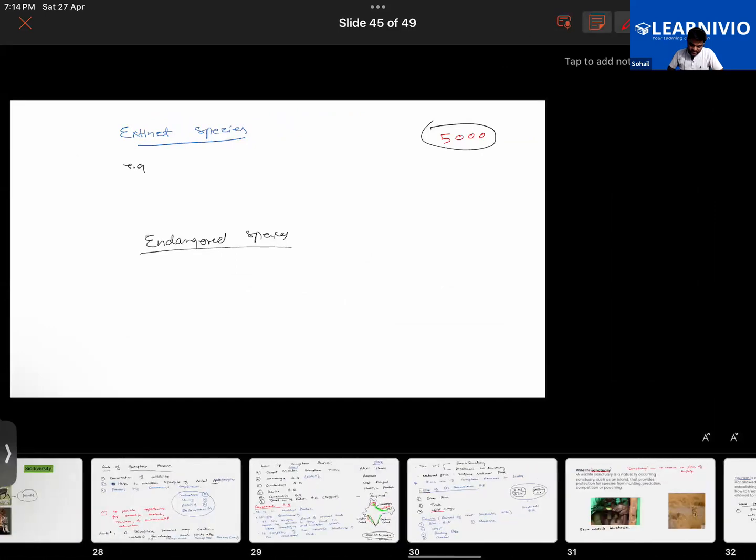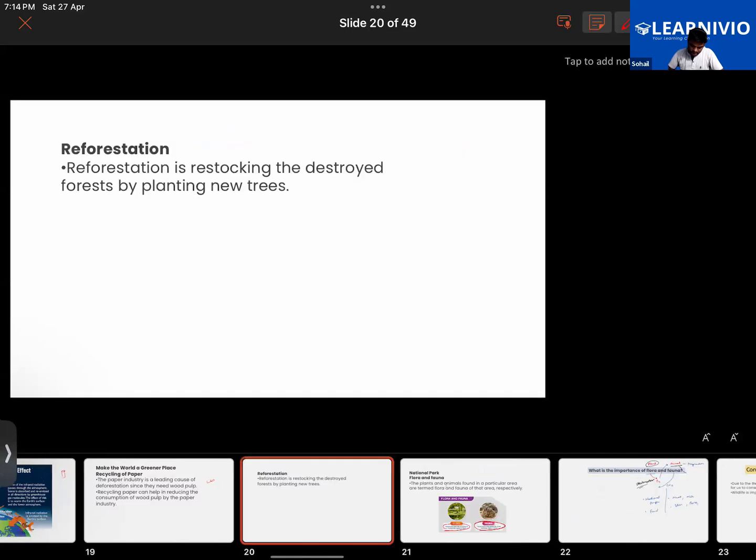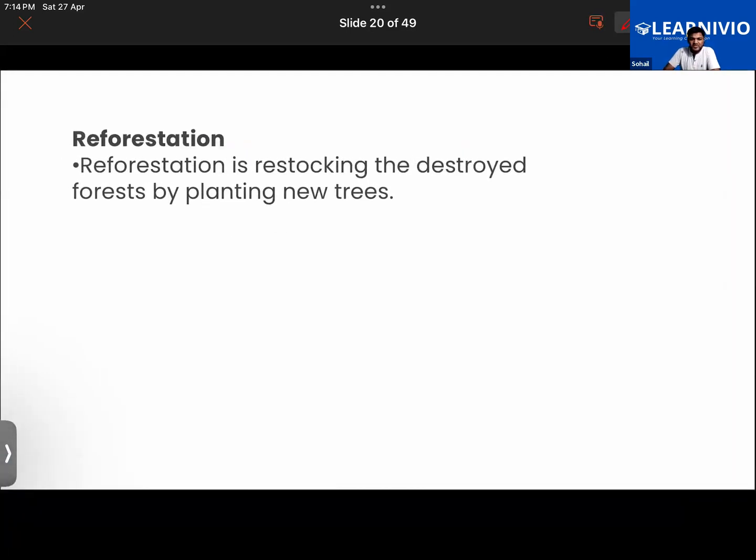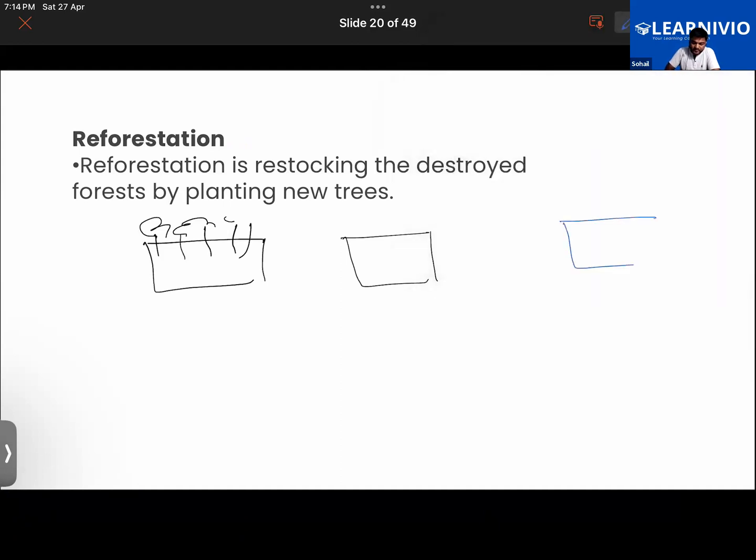What is the importance of that? Reforestation is simply the act of planting trees in an area in which forests were destroyed. That destruction is called deforestation. An area which was once a forest, but all the trees of that area were cut down, so it became barren land. The act of again planting trees in that same area will be called reforestation. Getting it now? So the planted trees should generally be of the same species.